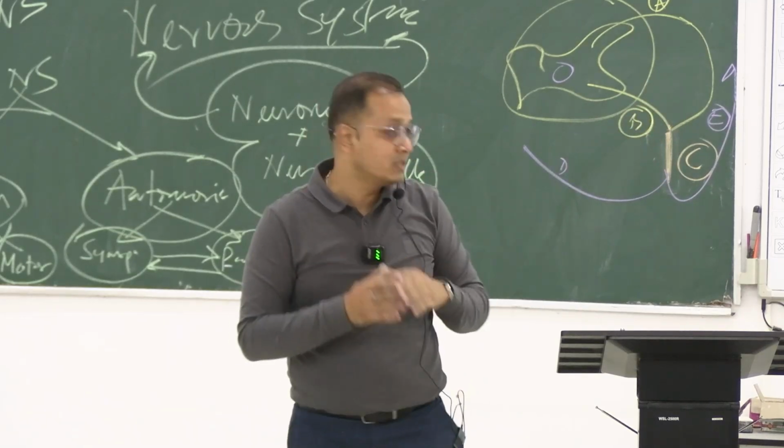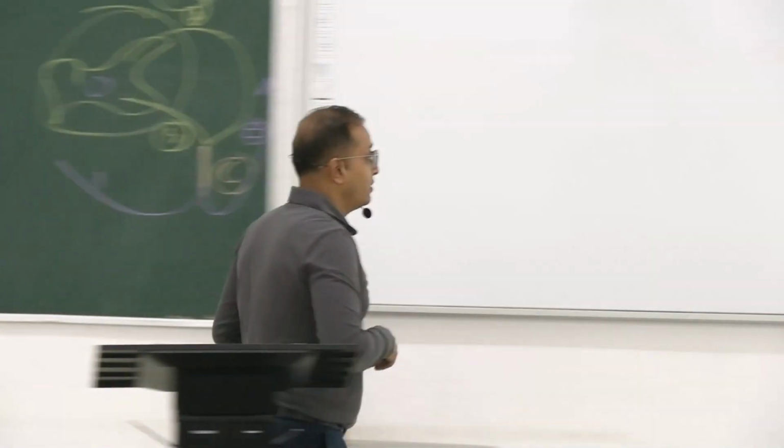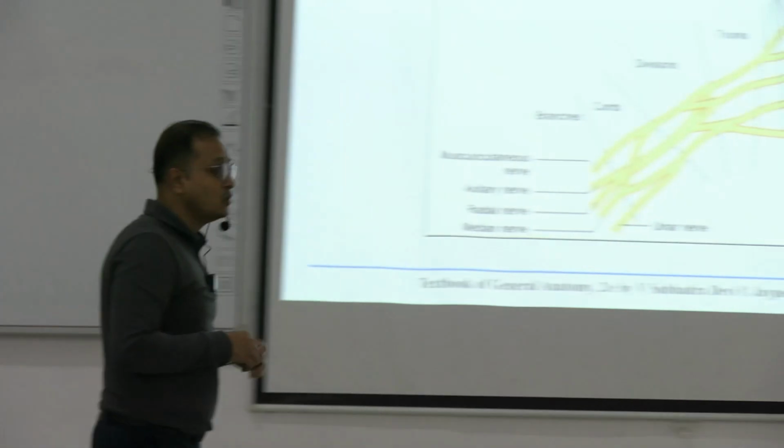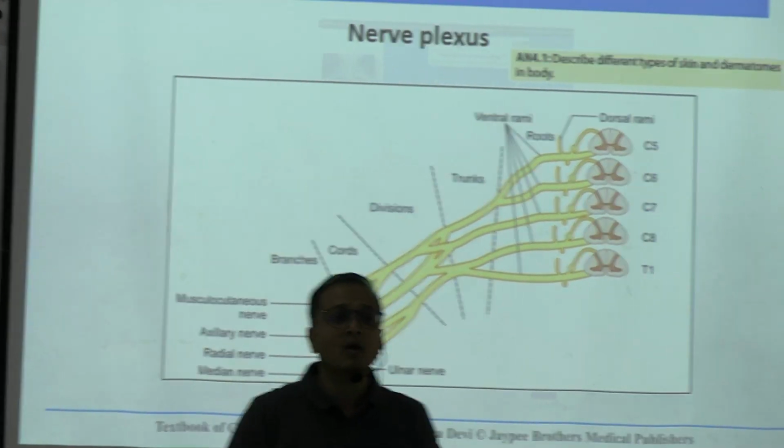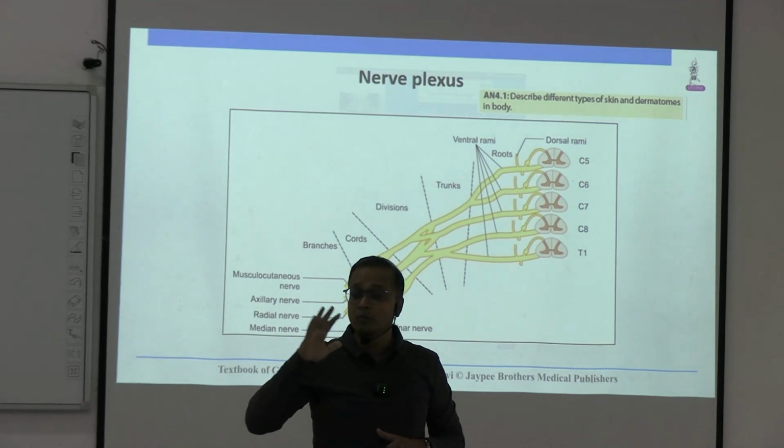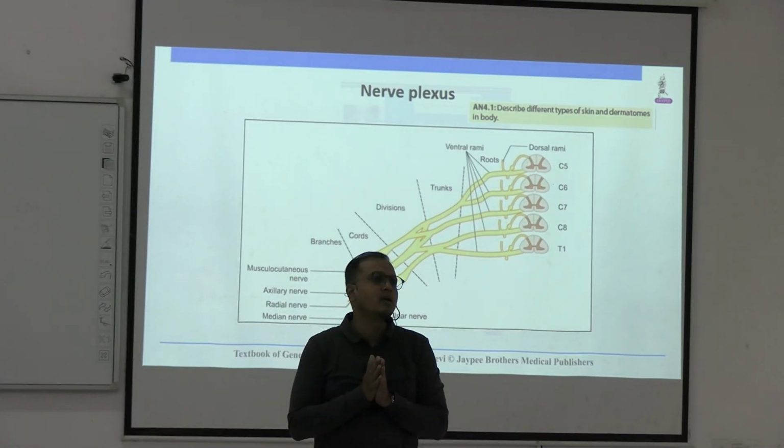So these divisions of the spinal nerve and the roots and rami, what do you mean by this? Dorsal rami, what do you mean by the dorsal rami? What do you mean by the ventral rami? What do you mean by the dorsal root? What do you mean by the ventral root? That you have to understand.